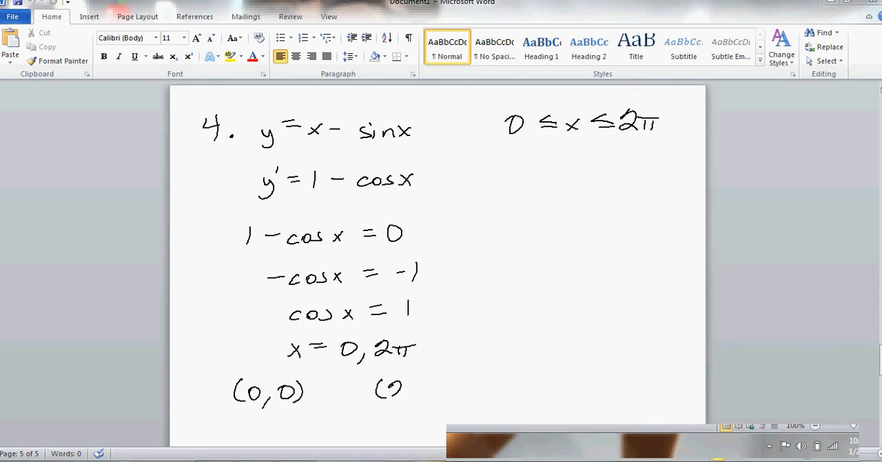If we plug in 2 pi, let's see what we get. 2 pi minus the sine of 2 pi. Well, the sine of 2 pi is equivalent to the sine of 0. Sine of 0 is 0. 2 pi minus 0 is 2 pi.